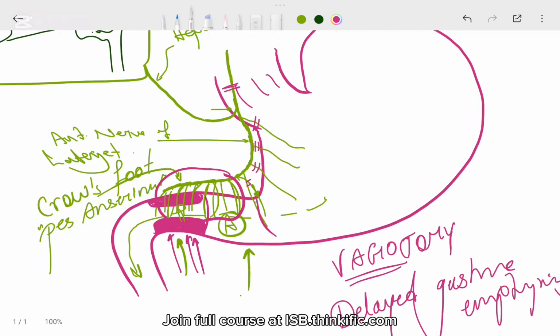So what they did was a modification to that operation, what's called highly selective vagotomy. In this, they cut off these individual branches here, here, here, while preserving the crow's foot, preserving the dance. Here we will abolish acid, but the dance will continue. The pyloric antrum will contract and the pylorus relax, so food is delivered.